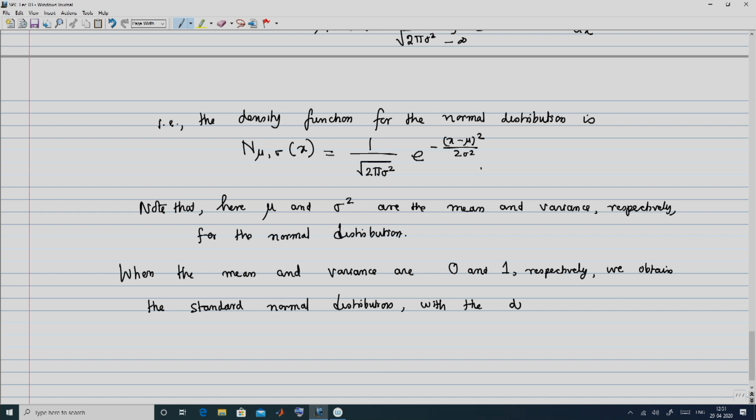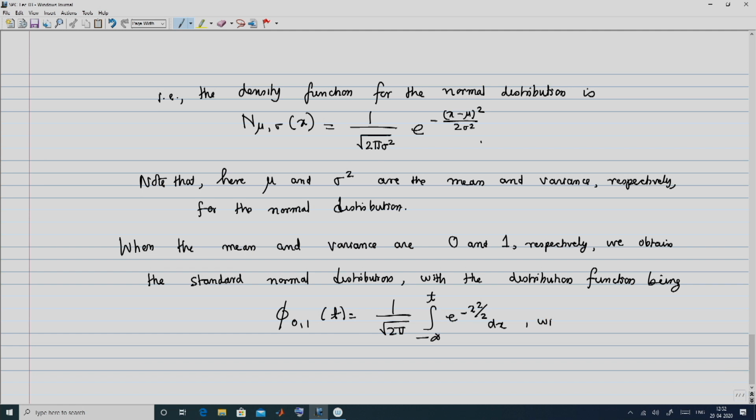So with the distribution function being phi 0 1 of t is 1 over square root of twice pi integral minus infinity to t e raised to minus x square over 2 into dx. And naturally with the corresponding density function being, so we will use the notation similar to this. So this is going to be n 0 1 of x, 1 over square root of twice pi e raised to minus x square over 2.